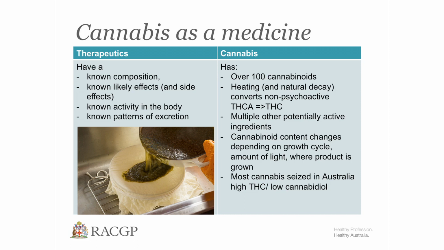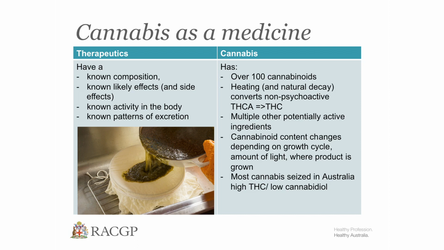Now, cannabis as a plant is a fantastically complex plant. There's over 100 cannabinoids, which are particular chemicals. We know that when we heat a cannabis plant, we convert some of the non-psychoactive cannabinoids from their acidic form to their active form. There's also other potentially active ingredients in cannabis plants. And even if we've got exactly a clone plant, depending on where we plant it, when we harvest it, the amount of light that plant's exposed to, where the product's grown, including, I think it's latitude, you're going to have a different cannabinoid content from exactly the same clone of a plant.